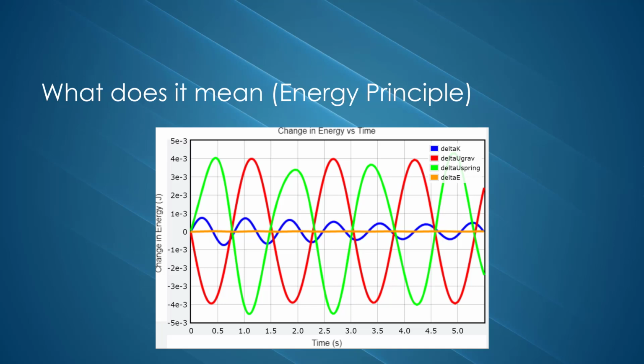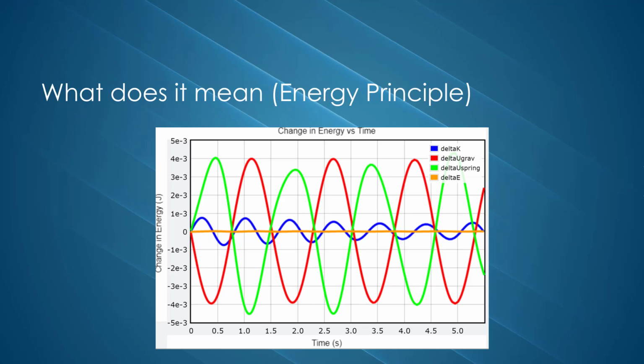What does it mean, part 1? For our model, our system included the mass, the Earth, and a spring, and there was nothing in the surroundings. Therefore, we have a closed system, and in a closed system, according to the energy principle, energy is neither created nor destroyed. This is true because, as we can see on the graph, the total change in energy was 0 throughout the whole thing.